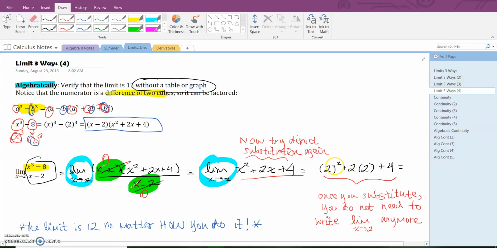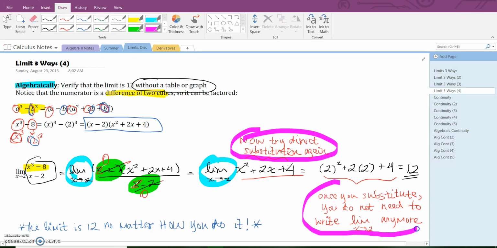Just have this. When you plug in, all I did was quickly plug 2 in for every x, and 2 squared plus 4 is 12, which is what we thought from the beginning. So like I was saying, make a note here. We're going to try direct substitution again, and then once you substitute, you don't need to write the limit anymore. And the limit is going to be 12 no matter how you do it. So make sure you have everything written down here.